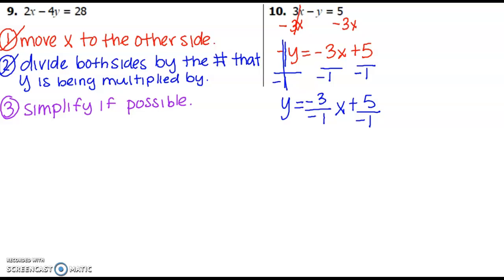Step number 3 is to simplify if possible. Here we have y is equal to negative 3 divided by negative 1. These negatives cancel. So 3 divided by 1 is just 3x. 5 divided by negative 1 changes this into a negative 5. And we have finished, and that is our answer.